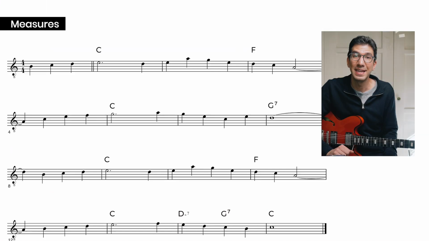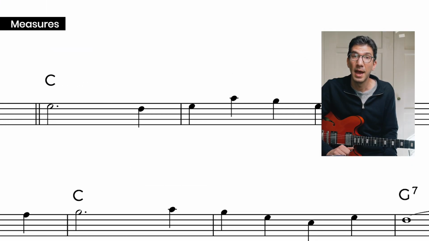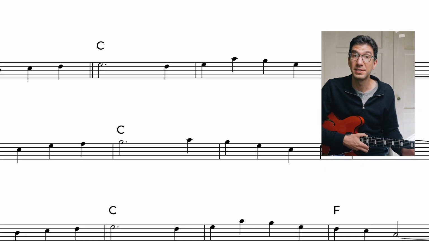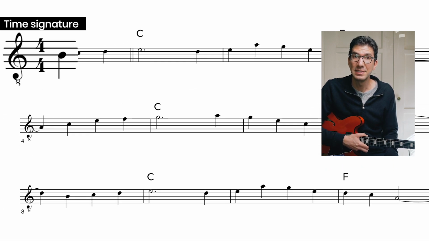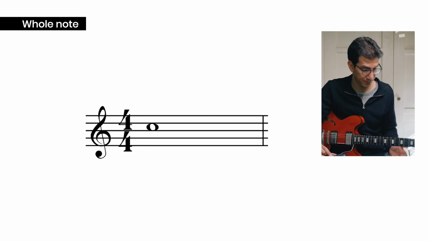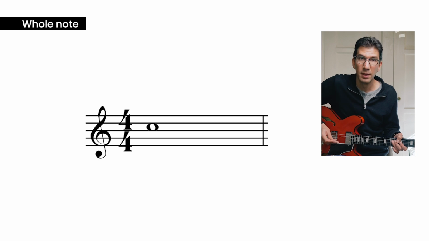Music is divided into measures or bars, and the number of beats that fit in each bar is indicated by the time signature. So let's start out by looking at a whole note. A whole note gets 4 beats. So in the time signature of 4/4 time, it takes up the whole measure. So you can think whole note, whole measure, it gets 4 beats. So this is a whole note. 1, 2, 3, 4.